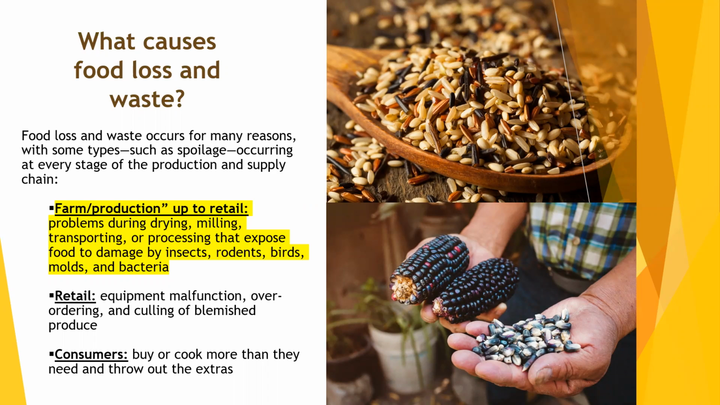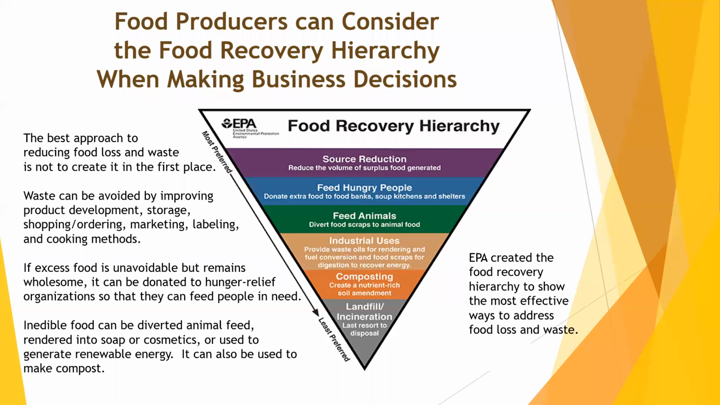At the farm and production level, for example, food loss can occur during drying, milling, transporting, or processing the food. In retail stores, there can be equipment malfunction or an overculling of blemished produce. Consumers, meanwhile, can waste food when they buy or cook more than they need and throw out the extras.